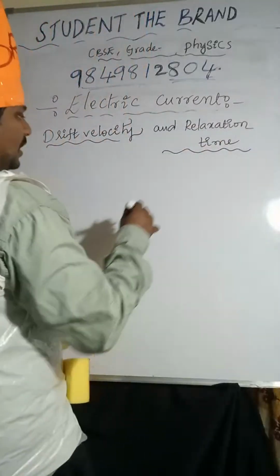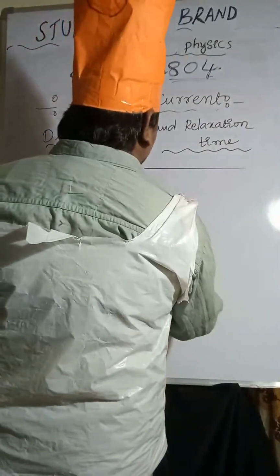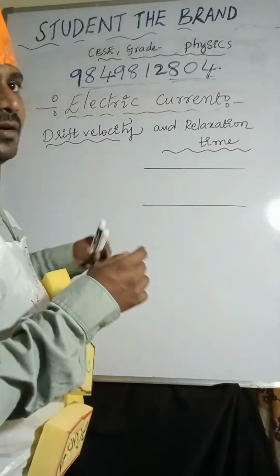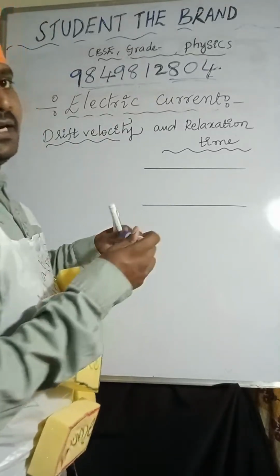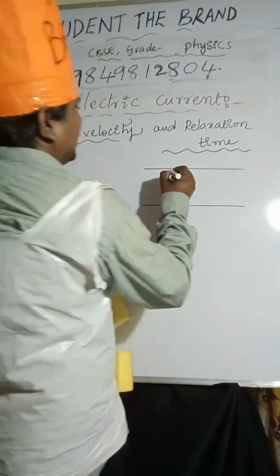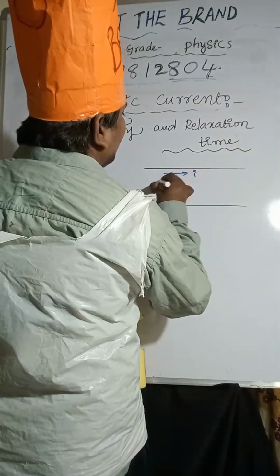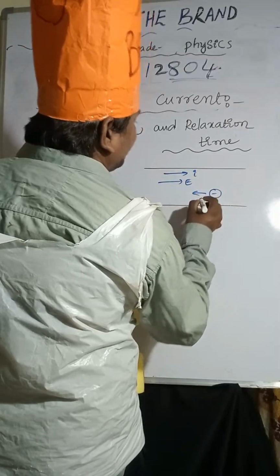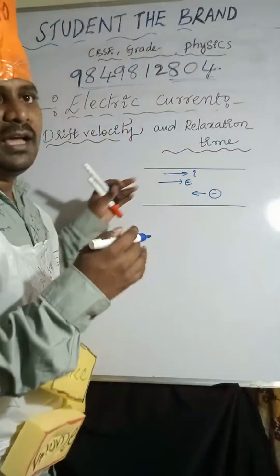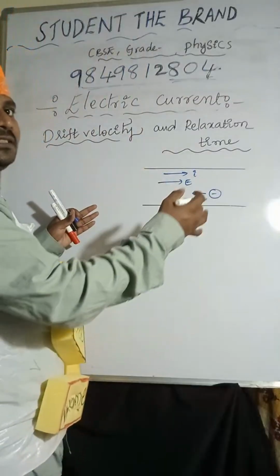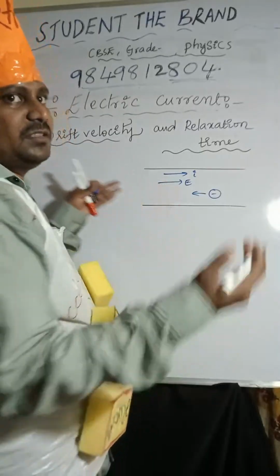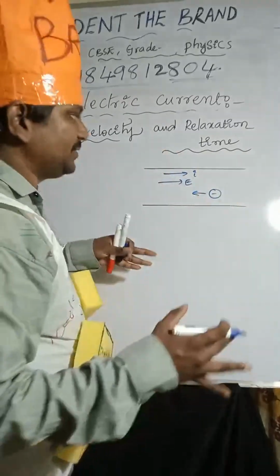Okay, so here I'm taking a cylindrical conductor. Current is flowing in the conductor, so the current I'm taking as I. So an electric field will be there, and the electrons are moving opposite to the field. If the electrons are moving in the conductor, they experience a force.